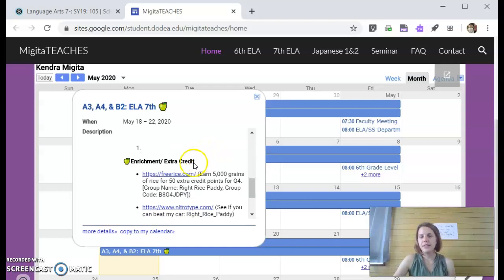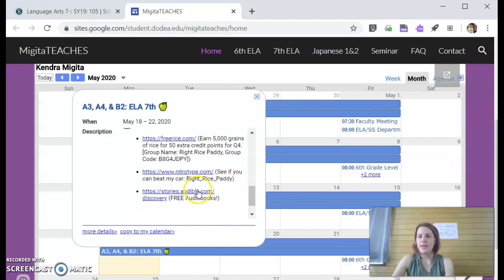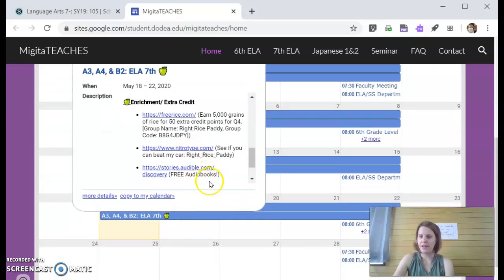All right, enrichment and extra credit, of course, the free rice. You turn it in Schoology, a screenshot that you've got the 5,000 grains, and then enrichment, practicing your typing skills, and then listening to any of the amazing free stories that are available. I paid for this program. You guys get it for free.